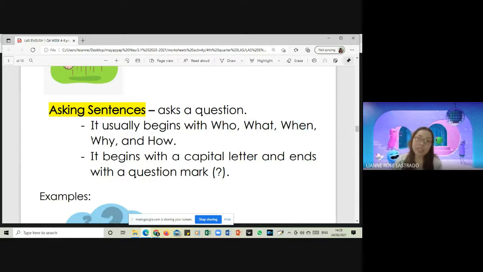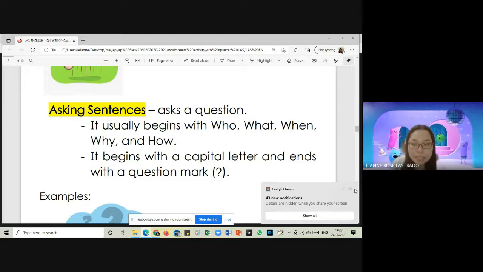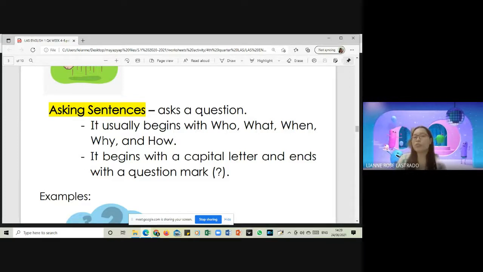When it is asking why, of course, you need to explain. Why? Bakit? Okay? Why is it that you are late today in our online class? So you need to explain to me the reason why you are late. Okay? So that is the purpose of the question word why. Okay. How about how? You are going to explain to me the steps or the process.